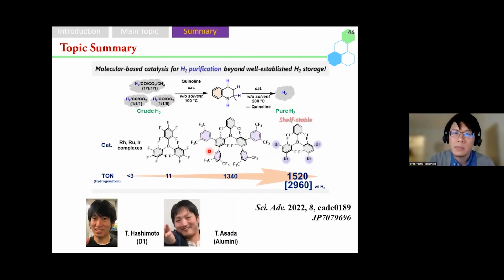Okay, so let me summarize topic 2. We applied our original triarylboranes for hydrogenation of quinolines and 2,6-lutidines by directly using crude hydrogens. We believe these results nicely show the power of main group catalysts beyond a simple alternative for transition metal catalysts.